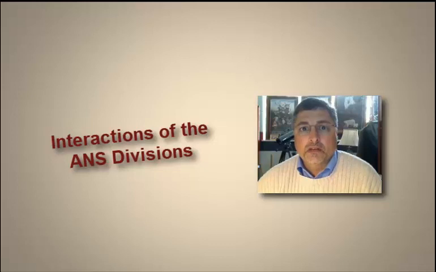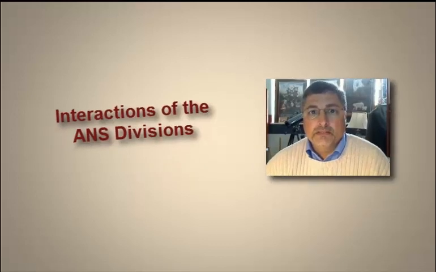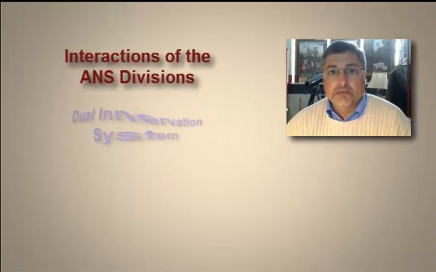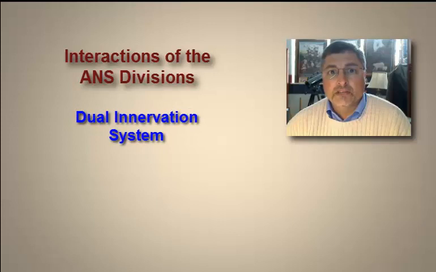Hey guys, welcome back. This time around we want to take a look at the interactions between the autonomic nervous system divisions. Now, as we mentioned previously, the autonomic nervous system is a dual innervation system. And this means that most of the organs and glands are going to be innervated by both the parasympathetic and the sympathetic branches of the autonomic nervous system. Now, if you recall, the parasympathetic and the sympathetic nervous systems are going to be antagonists, which means that what one stimulates, the other will inhibit.